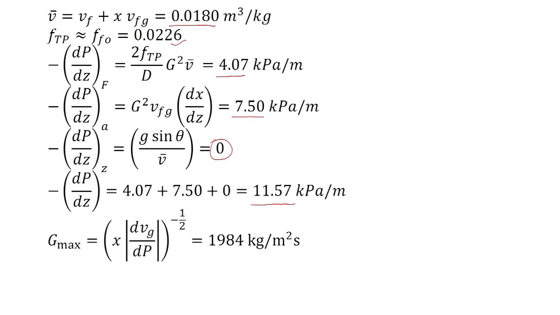Now, let us check for choking also. So, we calculate the maximum mass flux, which is x dVg by dP whole raised to minus half, and we get it as 1984 kg per meter square second, and the actual mass flux is only 100 kg per meter square per second, which is much below this value.